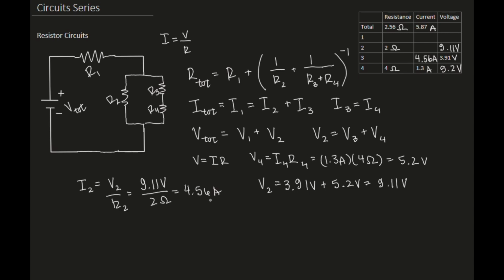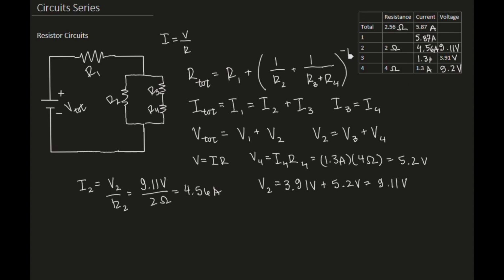I know, though, before we continue further, that the current of 1 is equal to the total current, so this is 5.87 amps. I know the current of 2 plus the current of 3 equals the current of 1, or the total current. So I can use that to solve for the current of 2. No, I've done that, sorry, put that in the wrong spot. 4.56 amps. I also know that the current at R3 and R4 is the same. So the current of 3 is also 1.3 amps.